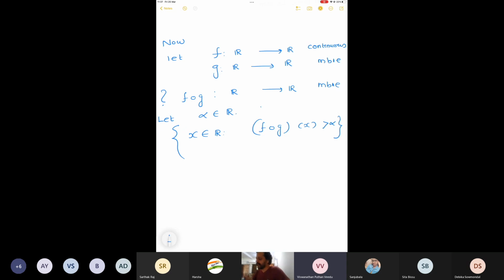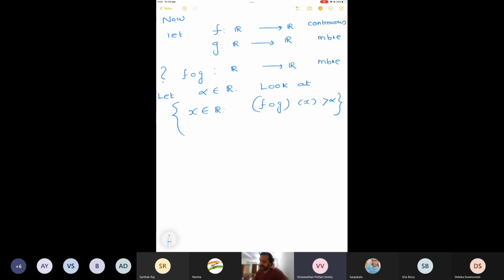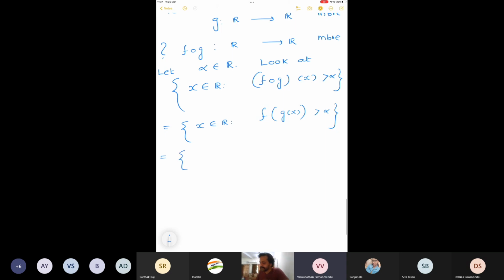Let alpha be in R and look at this. Can I somehow say that this set is measurable? Let me try. The set of all x in R such that f composite g of x, by definition f of g of x, is greater than alpha. Can I rewrite this as the collection of all x in R such that g of x is in f inverse of (alpha, infinity)? If f of g of x should be greater than alpha, then g of x should be in f inverse of (alpha, infinity).